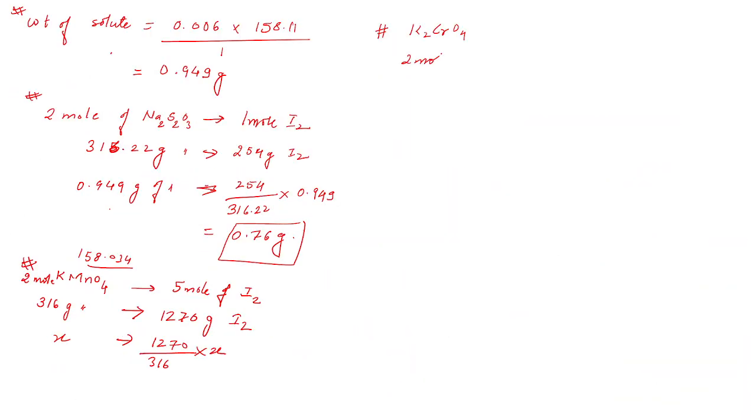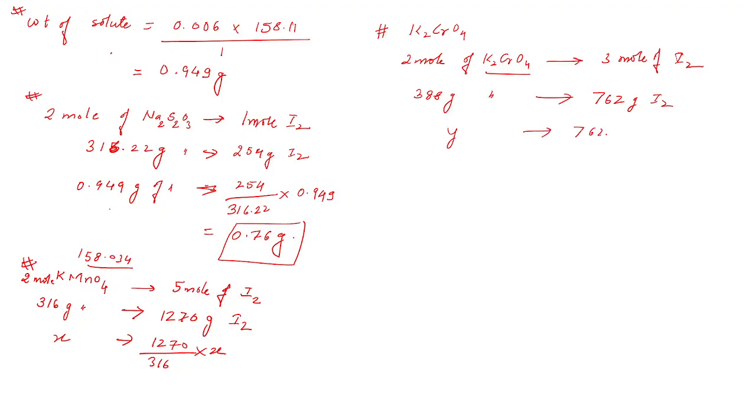2 moles of K2CrO4 is giving 3 moles of iodine. Okay, and its mass is 194. 194 multiplied by 2 is going to be 388. 388 gram is giving, and if you multiply 254 by 3, it's going to give you 762 gram of iodine. Then Y gram will give 762 divided by 388 Y gram.